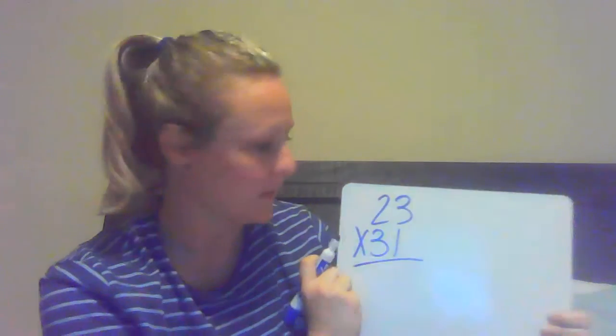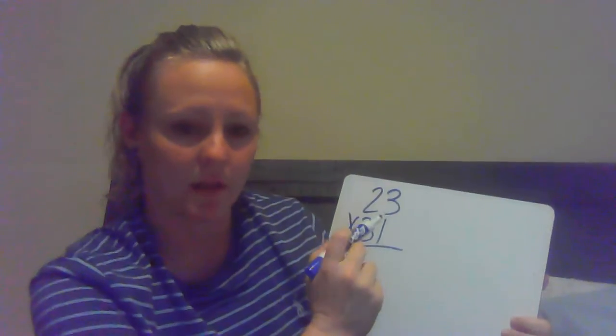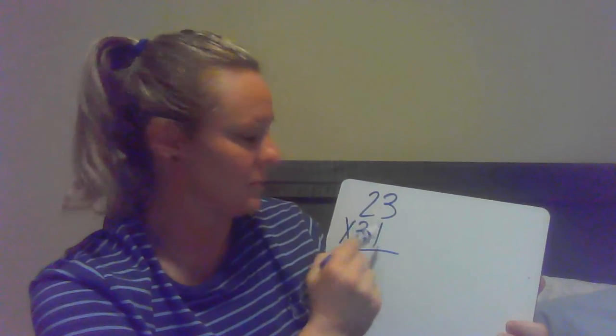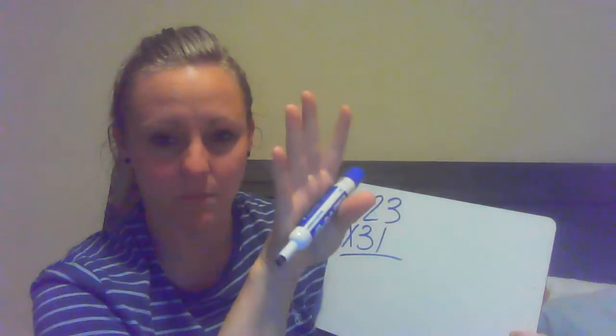And this is called the box method. The box method works really, really well when you have 2-digit times 2-digit. So let me show you. 23 times 31. Okay, so that's our problem. So I count 1, 2, 3, 4. I know I'm going to need 4 boxes, so I'm just going to make a square.